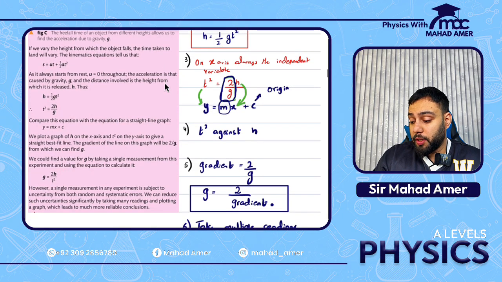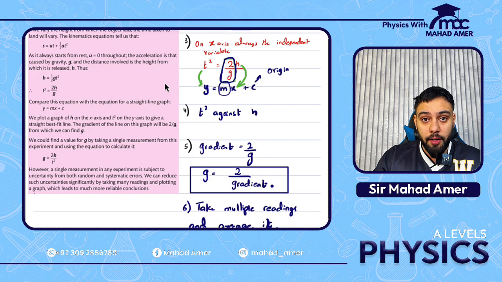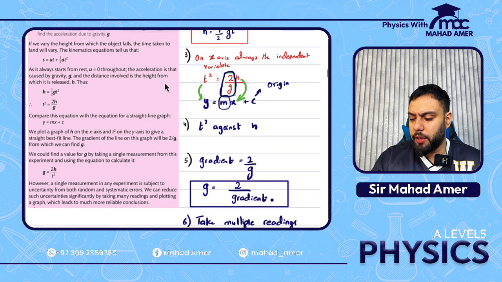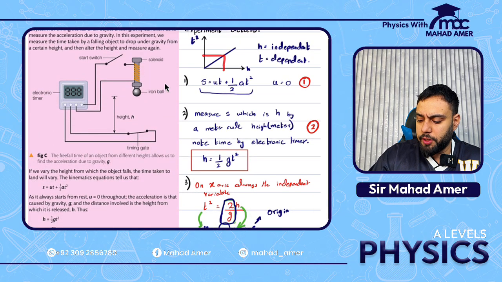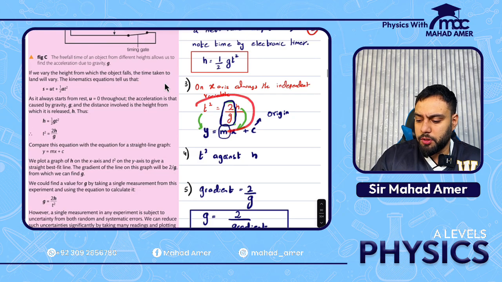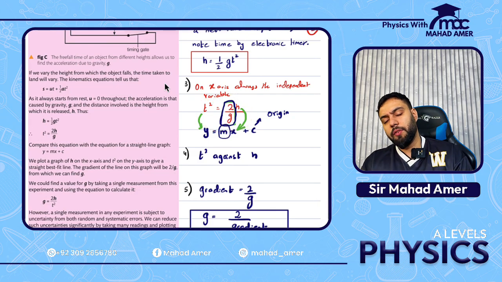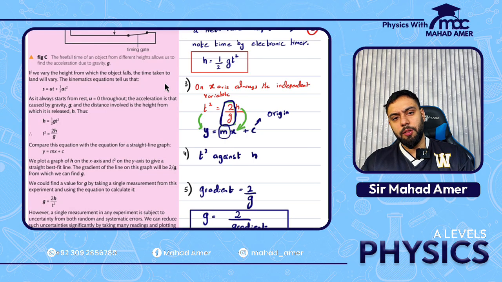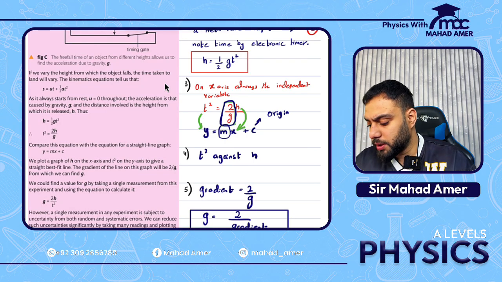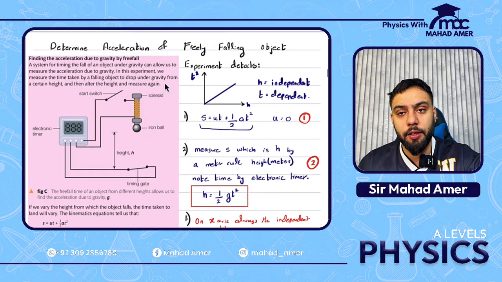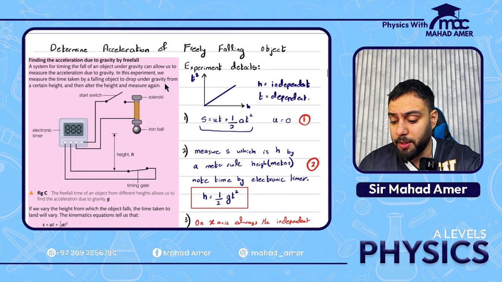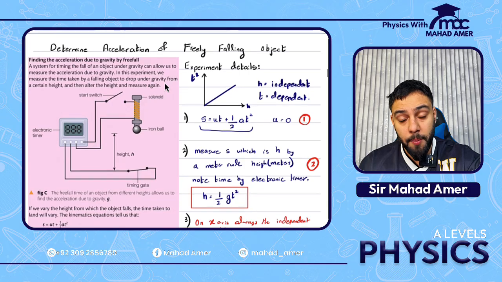Then you have to give a way to get the gradient. For example, the gradient is going to give 2 over g. So you can easily get that. Or otherwise, even if you get multiple values of t square and h, you can even put it in the equation. So t square values and h values, you can put multiple values and get the value of g, and then take multiple readings and take an average. So this is going to be the basic understanding of how you're going to be writing the equation and how you're going to be doing the experiment of the free fall.